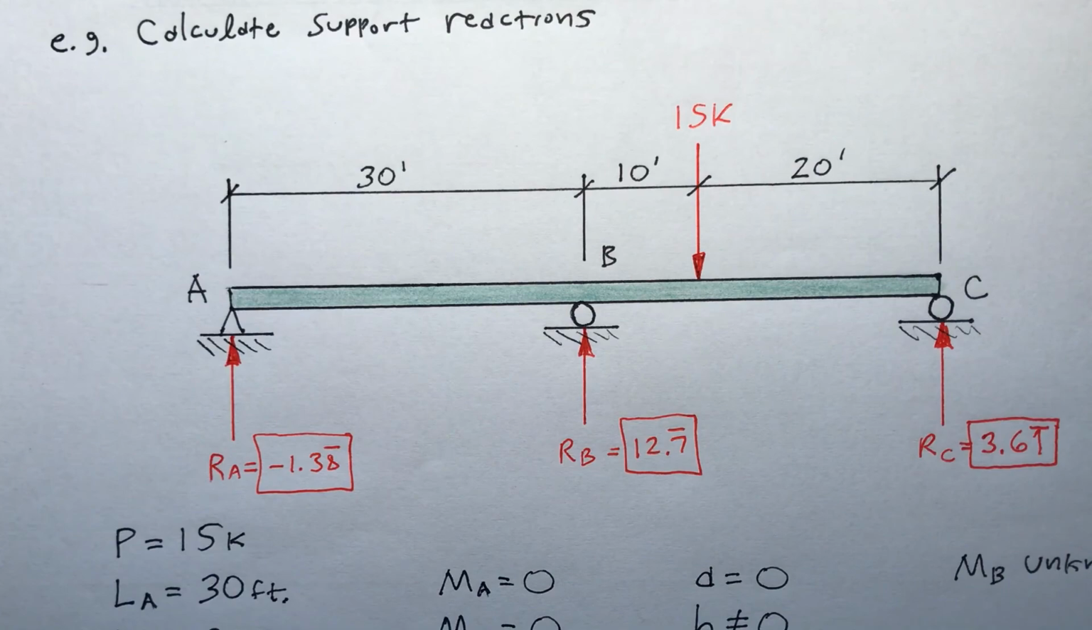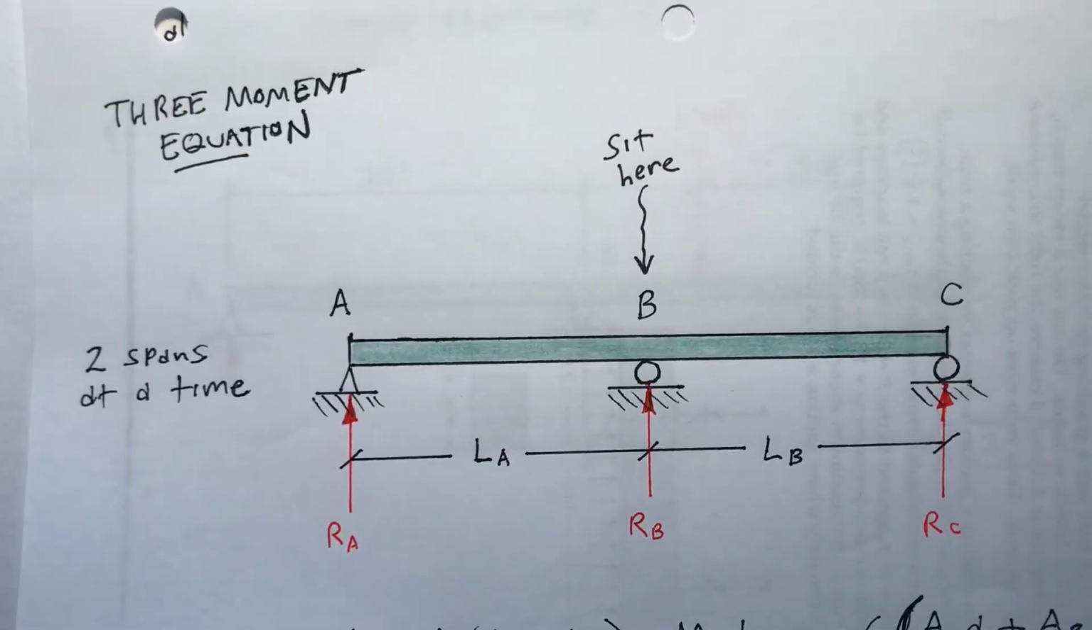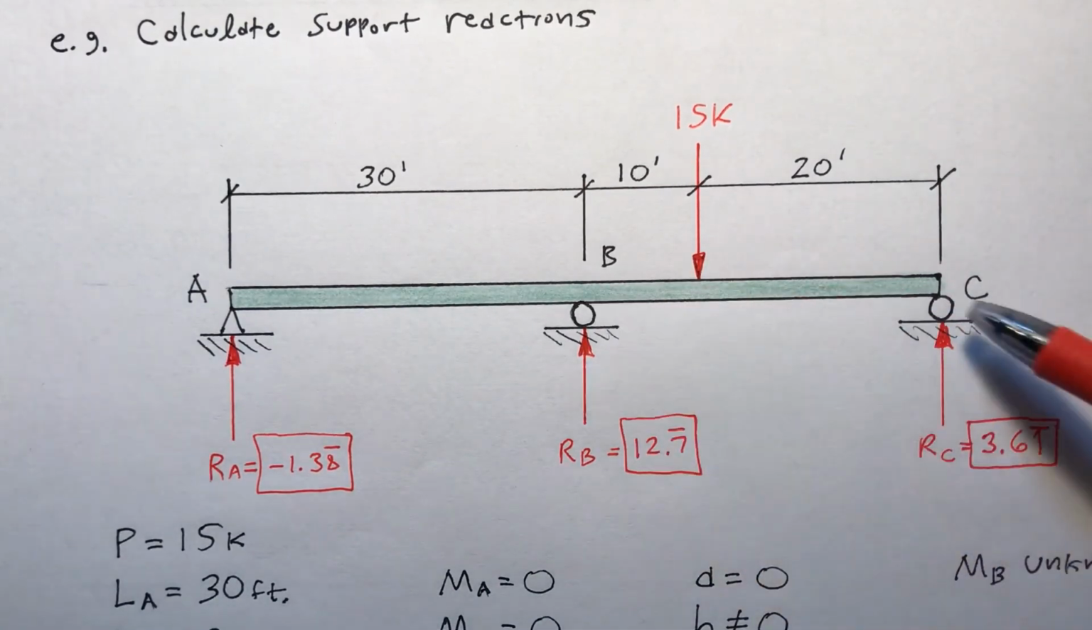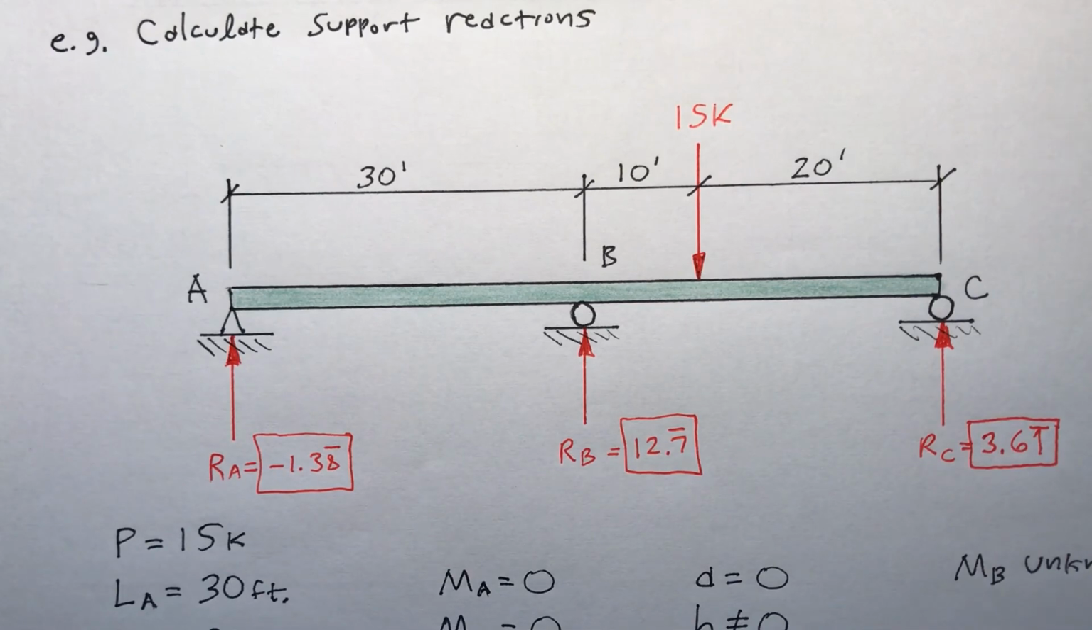And now if I have more than just 2 spans, in this case I had only 2 spans, if I have more than 2 spans, then I can only consider 2 spans at a time. Only 2 spans at a time. So if there was another span over here, I'd have to go through this iteration again, considering span BC and then CD. In this case, I only had 2 spans, so it made it easier.